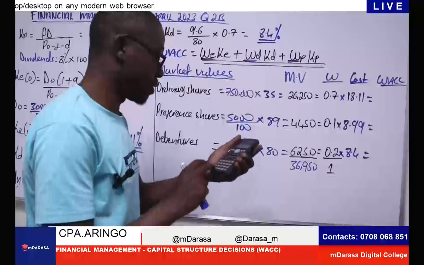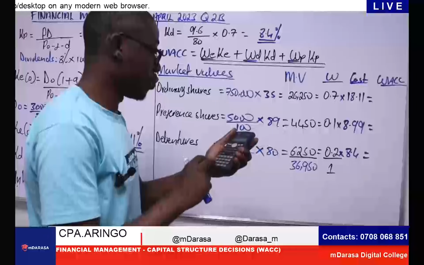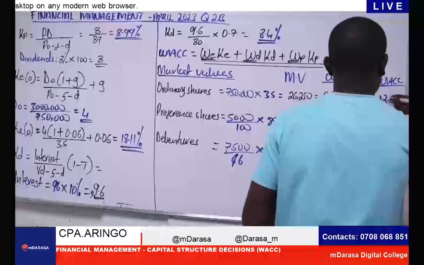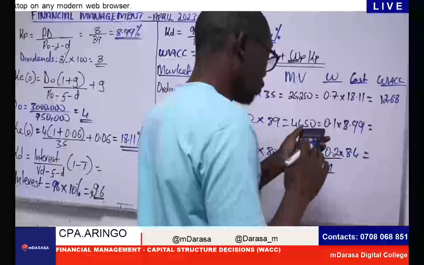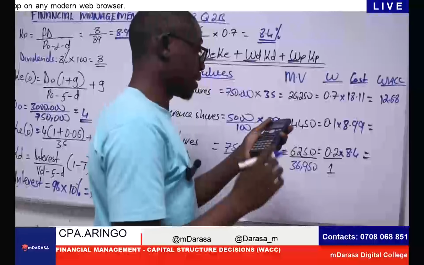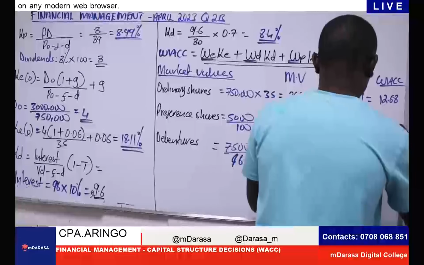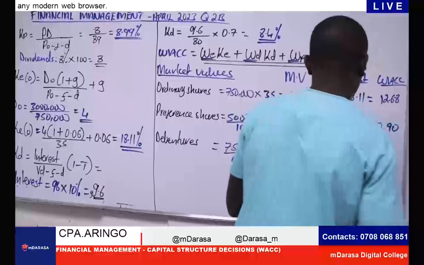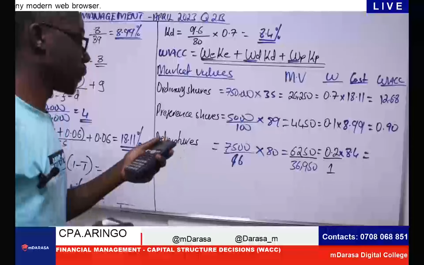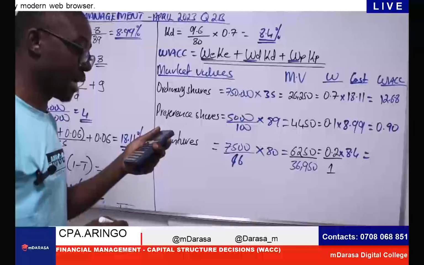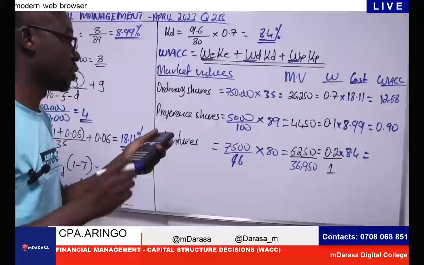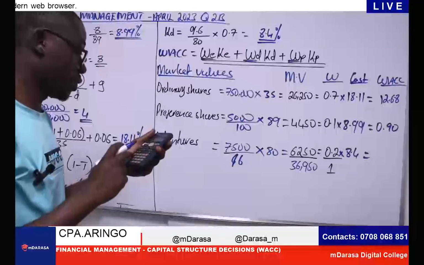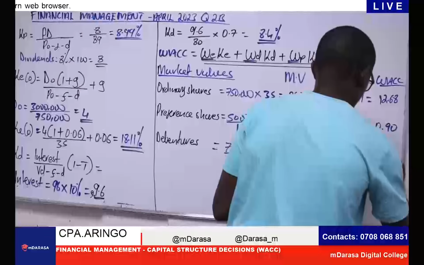The first case, I'm having 0.7 times 18.11. In this case, I'm getting 12.68. Then 0.1 times 8.99. In this case, I'm getting 0.899, so that is the same as 0.90. Then we have 0.2 times 8.4. In this case, I'm getting 1.68.